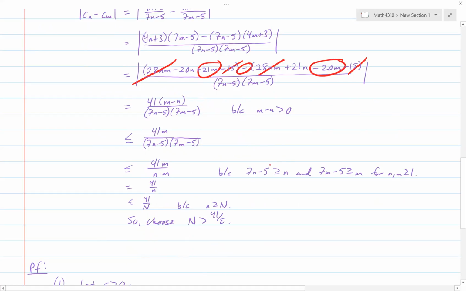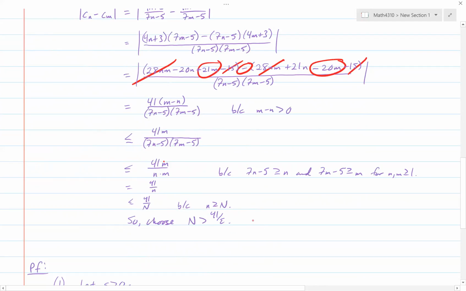So I say, well, look, 7n minus 5 is always greater than or equal to n. 7m minus 5 is always greater than or equal to m, as long as n and m are both greater than or equal to 1, which they are for this sequence. So then I can replace the denominator terms with just n and m to get this expression. And then you see the m's cancel out immediately. And that leaves me with 41 over n. And I say, well, look, n is going to be chosen greater than or equal to capital N. So that's going to be less than or equal to this.